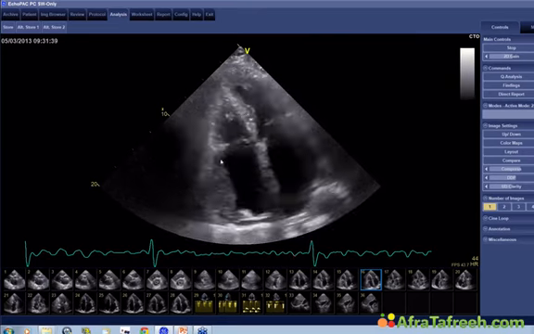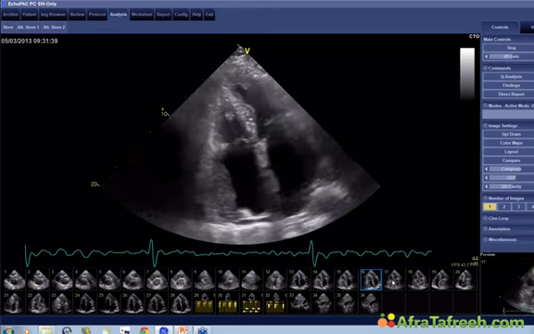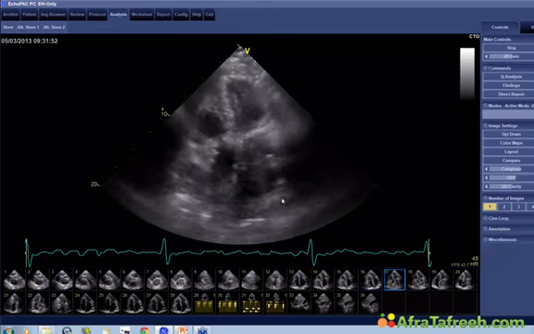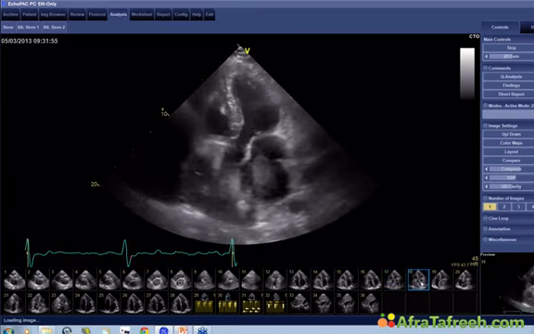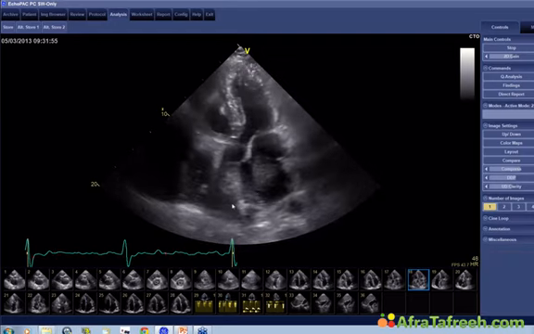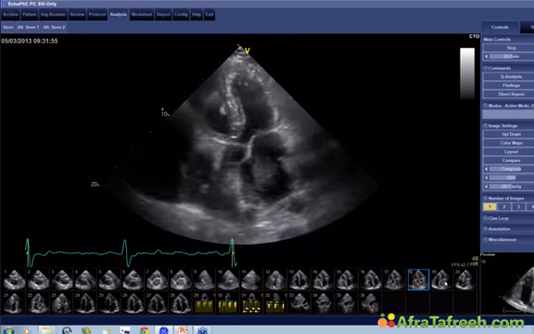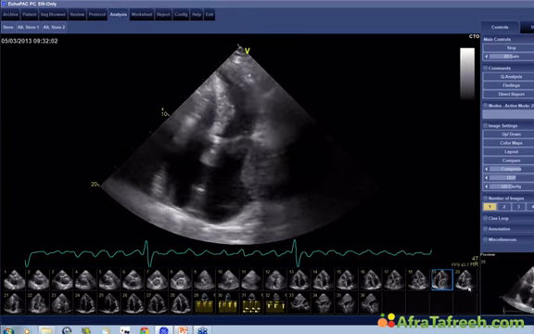Okay, so fairly unexpected finding, but this is not all, because if you move the transducer, there is another mass here in the left atrium. She was anticoagulated under full warfarin therapy, and despite this anticoagulation therapy, she still has this thrombus in the left atrium. Here you can see the thrombus again.